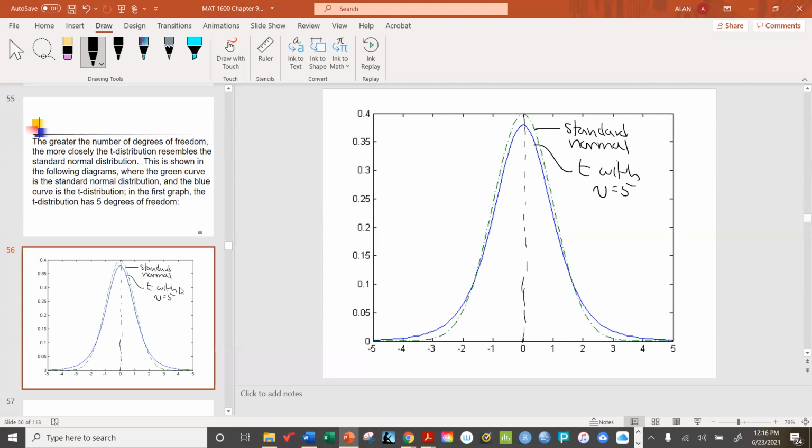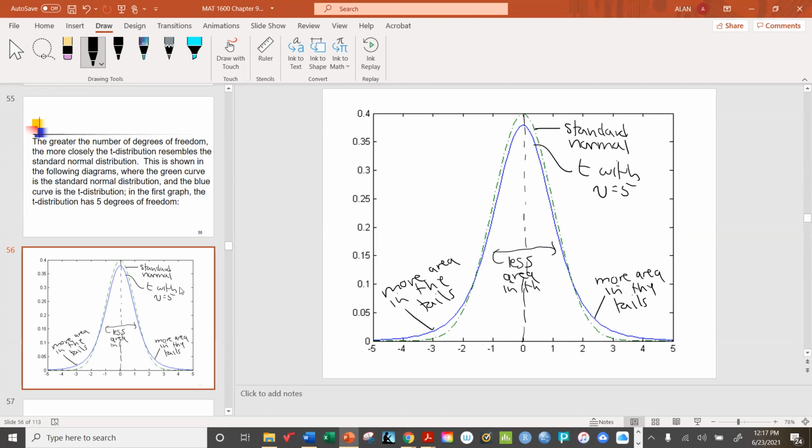What's different, though, is that the blue curve has more area in the tails, and less area in the center. In other words, if you look at this range here, for example, the green curve is slightly wider than the blue curve. So the blue curve, the T, has less area in the center or the middle.